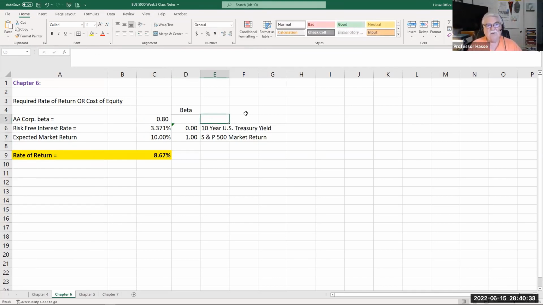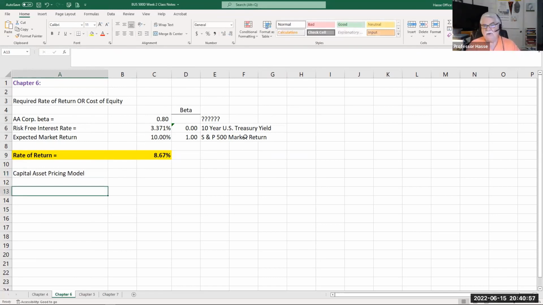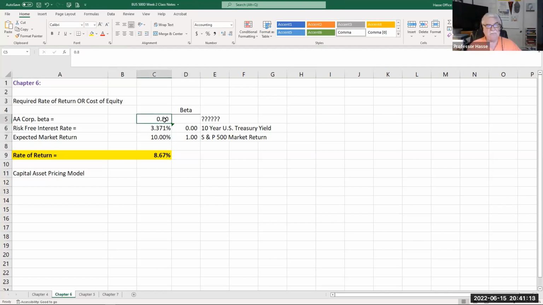So the question is now, how do we determine the return, or the expected return, for AA Corp? We will use what is discussed in Chapter 6, which you need to study. We need to study and understand the capital asset pricing model, which takes the return of zero risk, the return of average risk, and compares it and correlates it with the beta of the company you're seeking the information for. And here's the formula here in this cell.